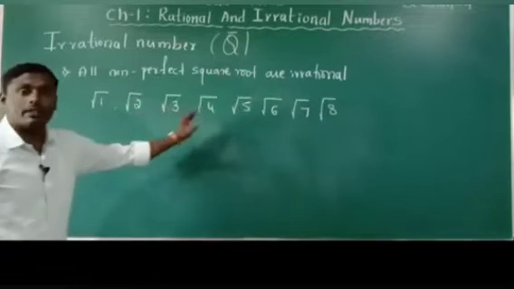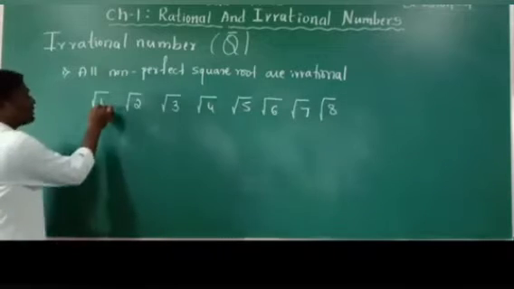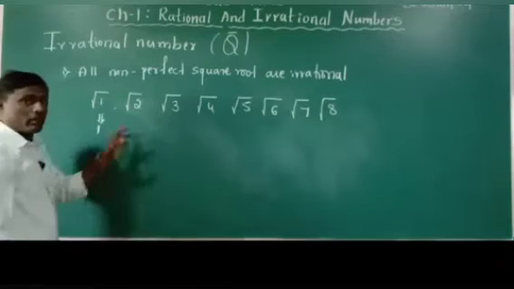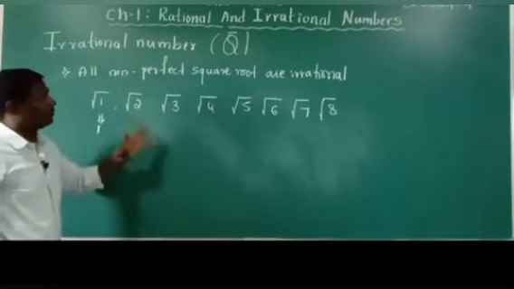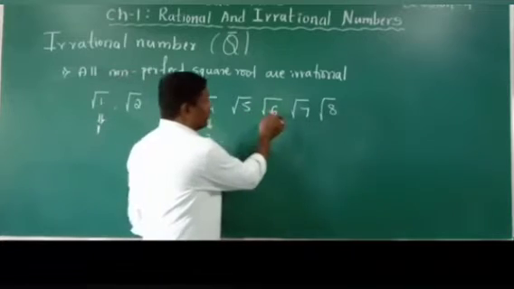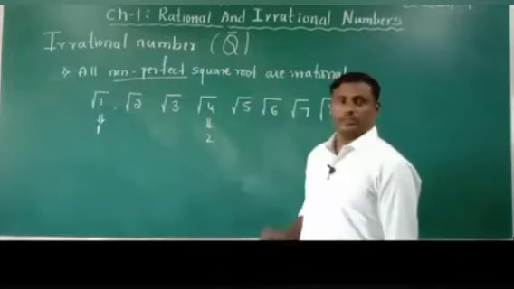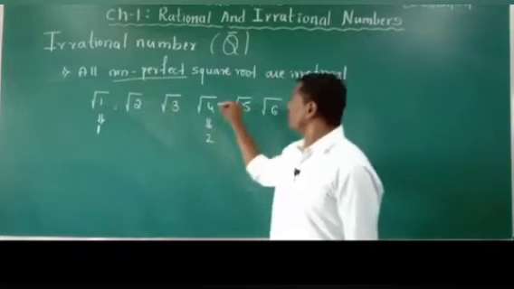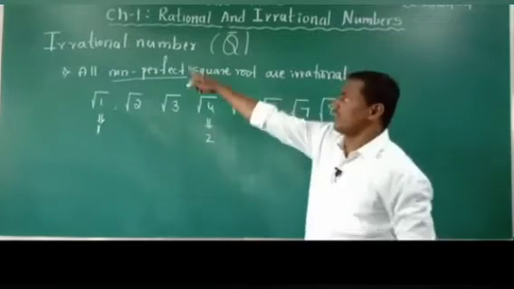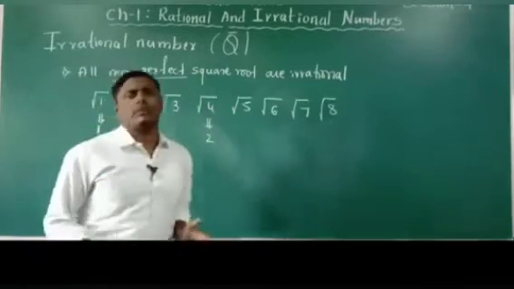Here you have some perfect square numbers. What is the square root of 1? Square root of 1 is 1. We cannot write the exact number for the square root of 2. Square root of 3. Square root of 4 is 2. Square root of 5, 6, 7, 8. So the non-perfect squares, root 2, root 3, root 5, root 6, root 7, root 8, these types of numbers are examples of irrational numbers. Okay, all non-perfect squares.